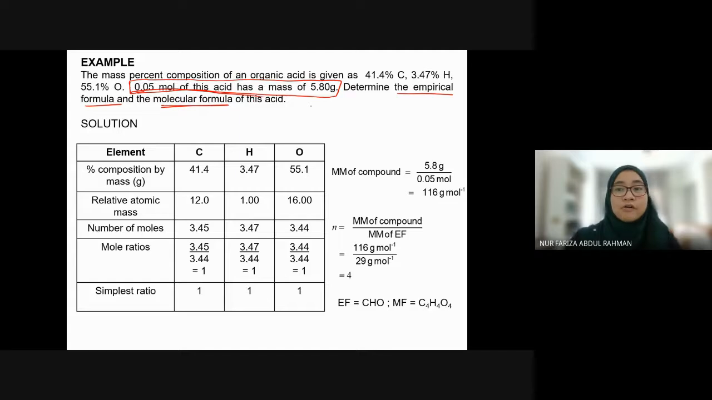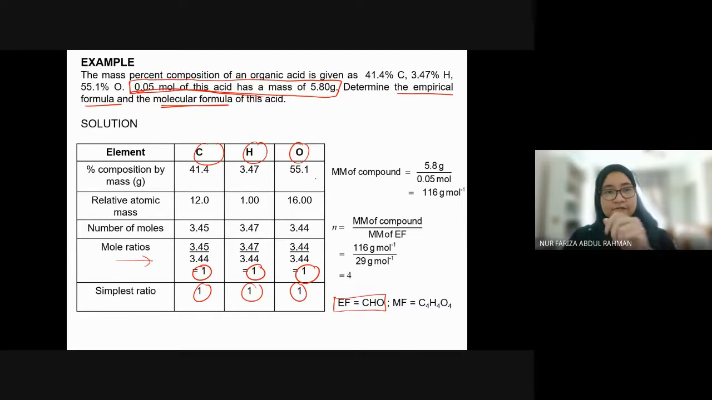So this information may be used to find the molecular formula. Now let's solve for the empirical formula first. You have your table here with your constituents, and then insert all the data given from the question. Find out the mole ratio. As you can see, all of them have 1 as the mole ratio. Therefore, there is no need to multiply with a factor. We can just use it straight away. Don't forget to write the empirical formula. So we have here the empirical formula of the organic acid. Okay, we are done with that.